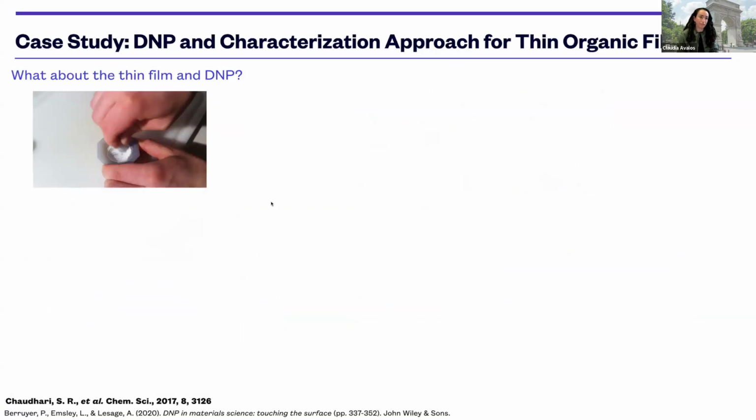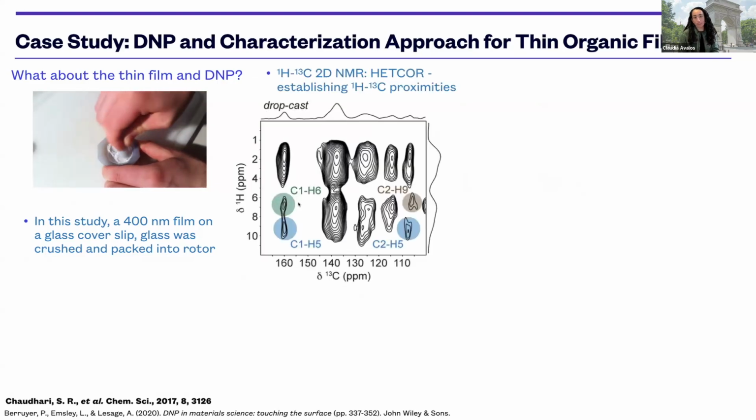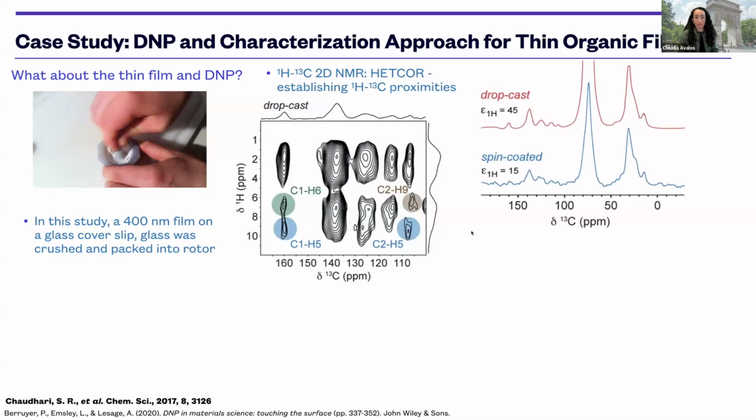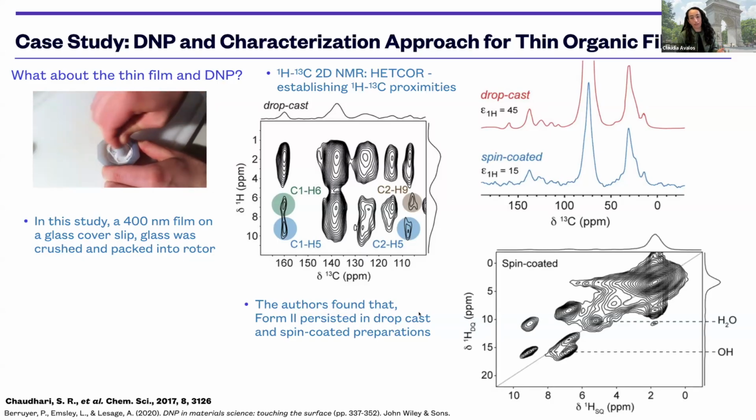So what about DNP for thin films? Often you are stuck working with a thin film on a glass cover slip, so you might have to crush it and pack that into the rotor. So you're dealing with a low amount of material. This is a DNP experiment with one of the thin film DPP systems, and it matches what was seen in the bulk case. They compare drop cast and spin coated, and in all of these preparations, form 2 seemed to be the one dominating. They also did DQSQ measurements.